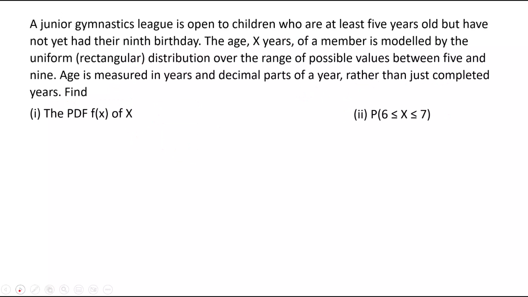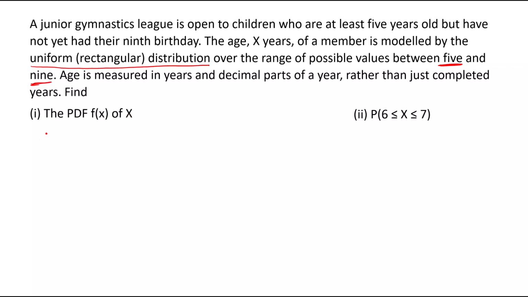Okay, so a junior gymnastics league is open to children who are at least 5 years old but have not yet had their 9th birthday. The age x years of a member is modeled by a uniform distribution. They have to tell you that. Over the range of possible values between 5 and 9. Age is measured in years and decimal parts of a year rather than just completed years. Find, and part 1 says find the probability density function of x.